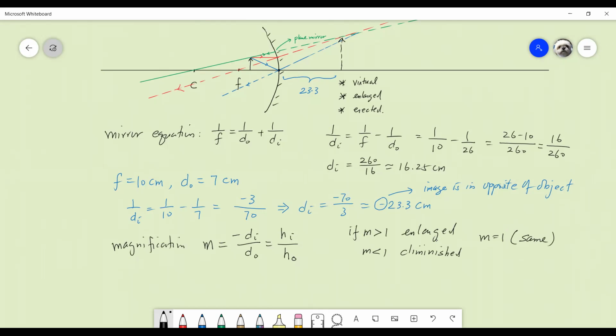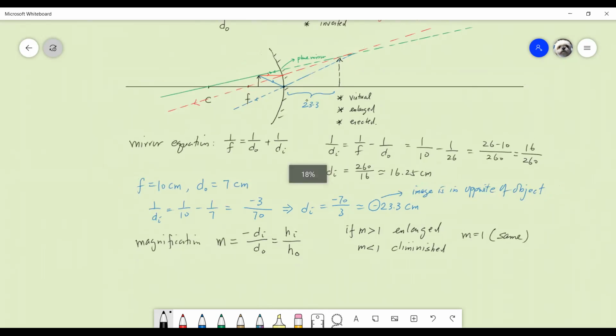And in what situation is M equal to 1? The plane mirror, right? You're very smart today. Now I'm going to do this as an example here.